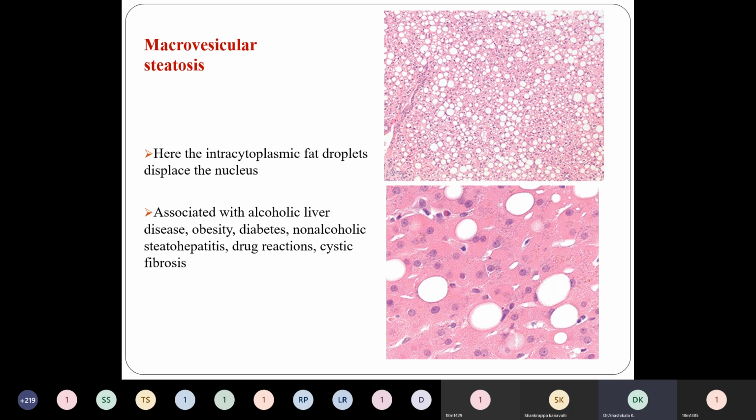Then you have macrovesicular steatosis. Here there is deposition of intracytoplasmic fat droplets, but with displacement of the nucleus. You have large droplets in the hepatocytes, where you have a peripherally pushed nucleus. Here you can see the peripheral pushed nucleus. This is associated with alcoholic liver disease, obesity, diabetes, non-alcoholic steatohepatitis, some drug reactions, and cystic fibrosis.